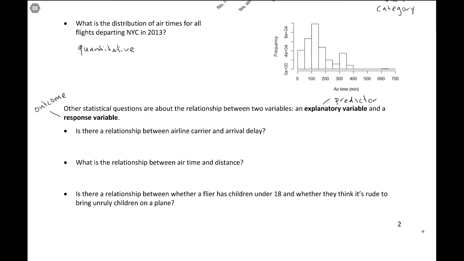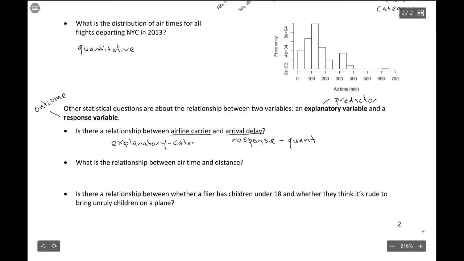So this first question says, is there a relationship between airline carrier and arrival delay? What you really care about is the delay, right? You want to know if your flight is going to be delayed or not. What you're using to predict that is the airline carrier, right? So this is the explanatory variable. And we can also label these as quantitative or categorical. The response here is quantitative, the amount of the arrival delay. As we saw in a previous video, that was measured quantitatively. And the airline carrier, that's categorical. We're categorizing flights based on which airline carrier they were from.